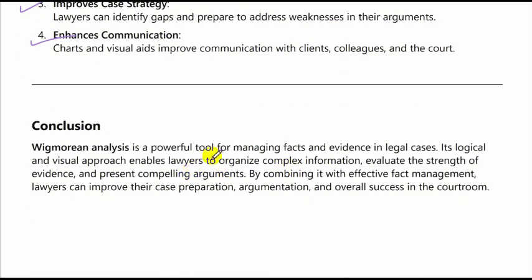Wigmorean analysis is a powerful tool for managing facts and evidence in legal cases. Its logical and visual approach enables lawyers to organize complex information, evaluate the strength of evidence, and present compelling arguments. By combining it with effective fact management, lawyers can improve their case preparation, argumentation, and overall success in the courtroom.